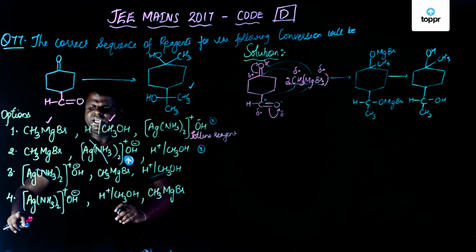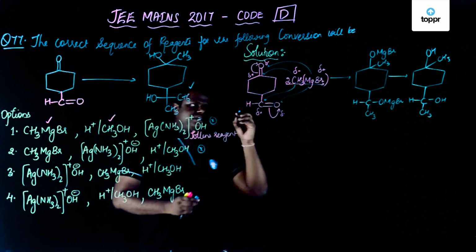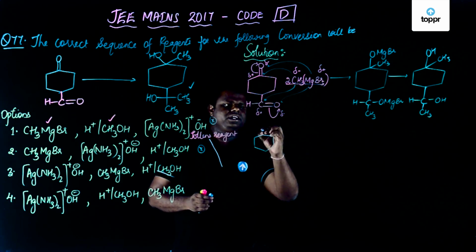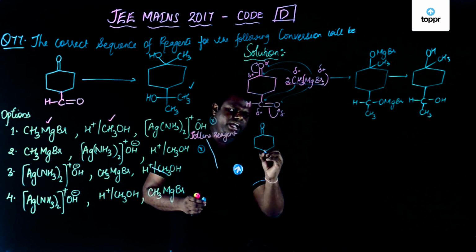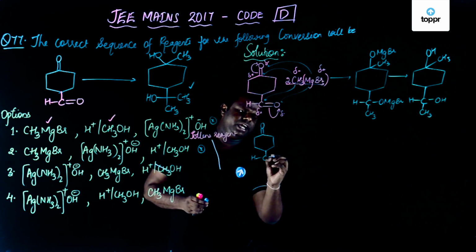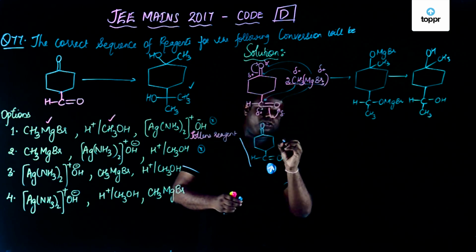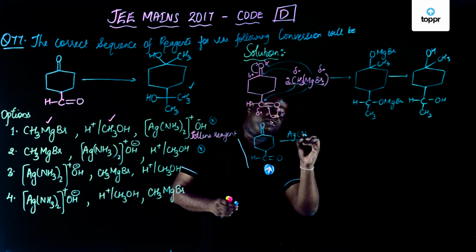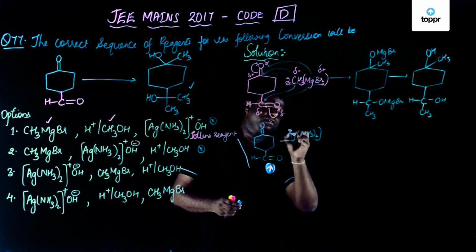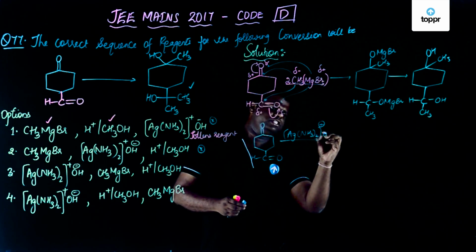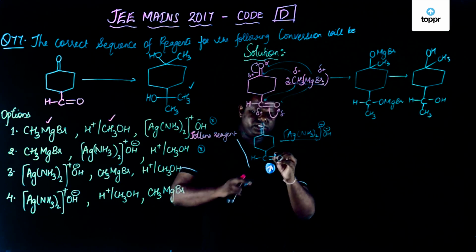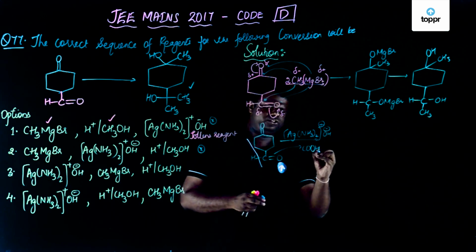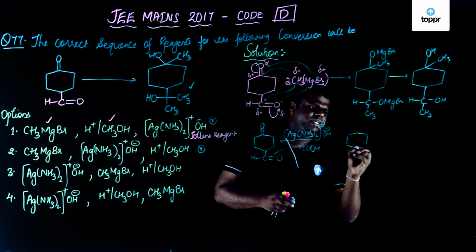What would happen if you treat this with Tollens reagent? You already know that Tollens reagent reacts only with the aldehyde group and converts it into a carboxylic acid group, right? So if this is treated with Tollens reagent, that is Ag(NH3)2 plus and OH minus, this CHO would get oxidized to COOH, and then finally you would be getting something like this.